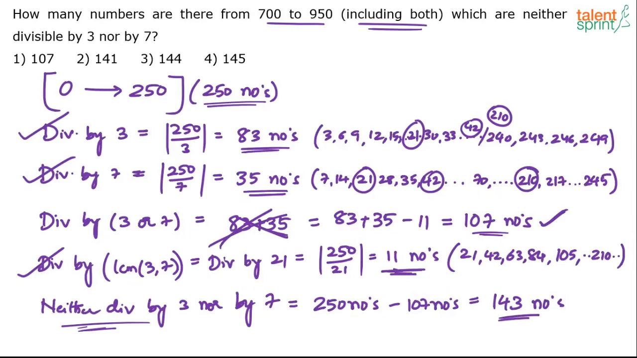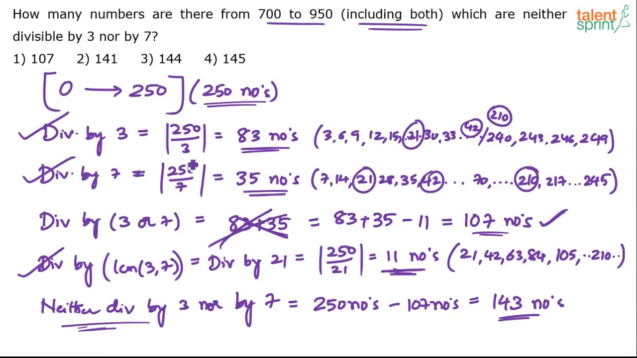You're getting it? Understand, this is not the final answer, because of course 143 is not there in the options. Even if 143 is there, you cannot mark 143 as the answer. Why? Because we have considered the range as 0 to 250, while the actual range is 700 to 950. So the answer will change. I have just explained the process.